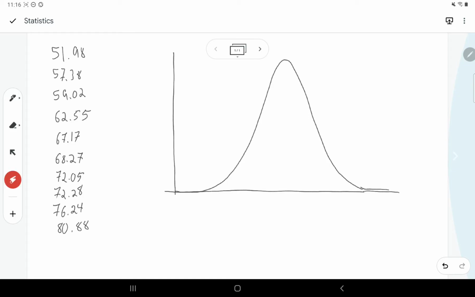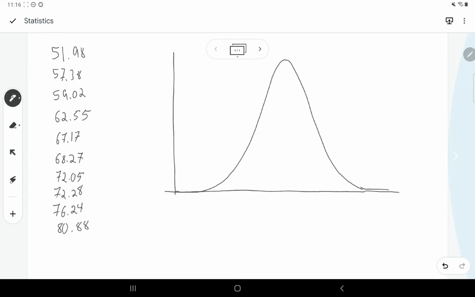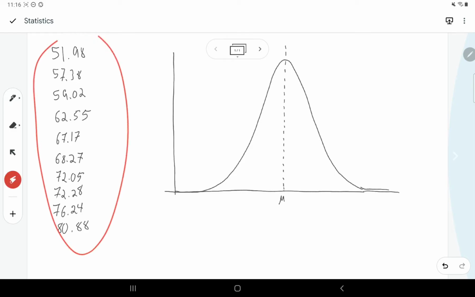First, we have to set up this bell curve so that we know what we're looking for to see if this is normally distributed or not. We're going to set up the bell curve and then compare the data to it. The first thing we need is to put in our mean. This curve is symmetrical, and what that means is that right down the center is our mean, the mean of the data set that we're looking at.